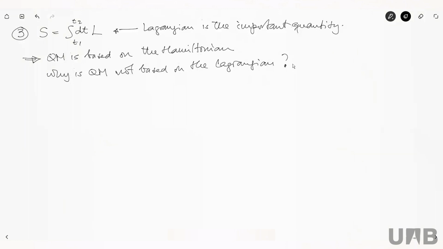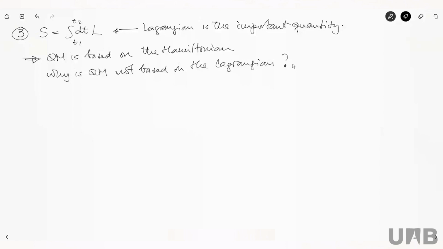So then how come that quantum mechanics, at least the way you have seen it so far, is not based on the Lagrangian? Have you guys ever wondered about this? Didn't you ask yourself why this is so? Yes.